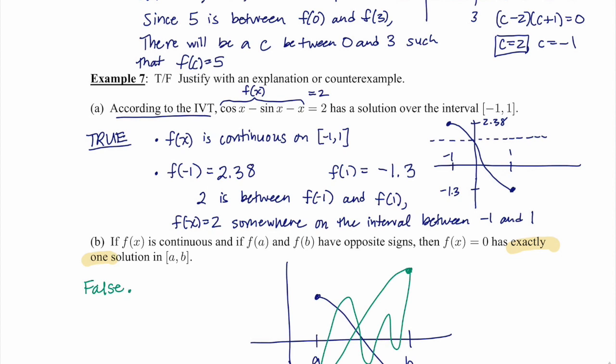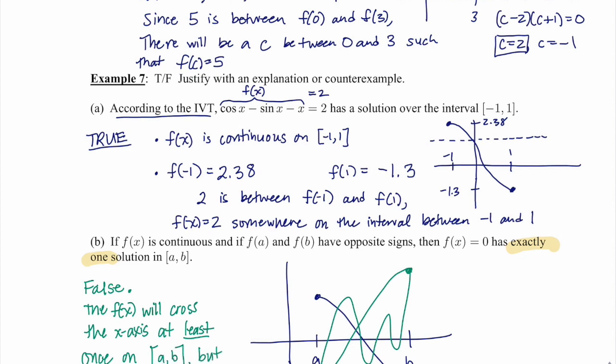So we could say the function will cross the x-axis at least once on the interval from a to b, but possibly several times.